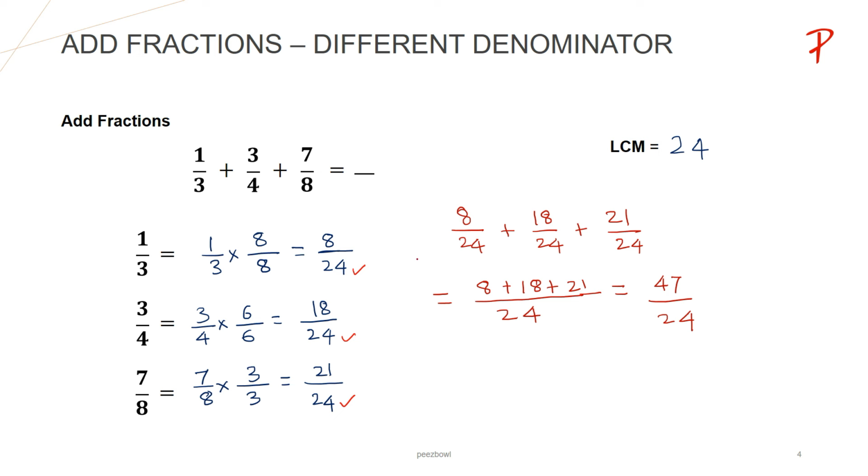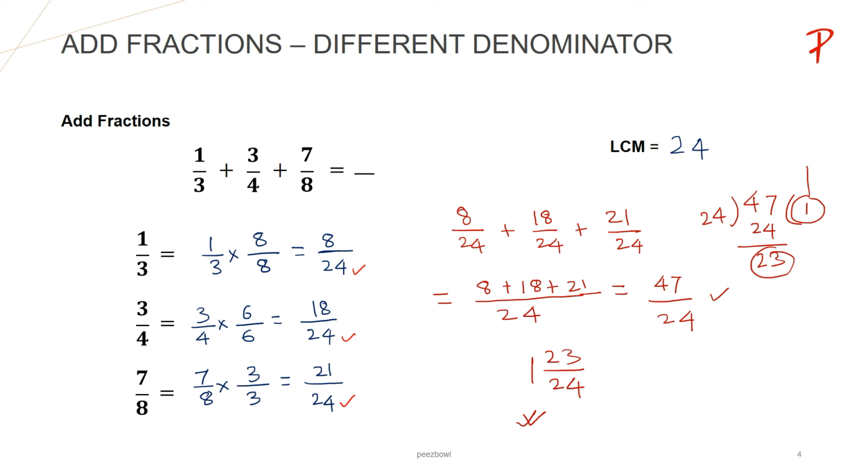Now we need to simplify the fraction 47 upon 24. Let us divide 47 by 24. 24 goes in once, and the remainder is 23. So this is going to be a mixed fraction. I need to convert 47 upon 24 to a mixed fraction. So this is going to be 1 and 23 upon 24. This is the answer.